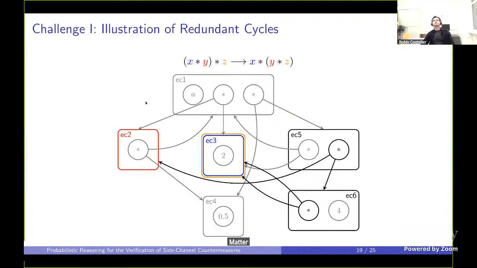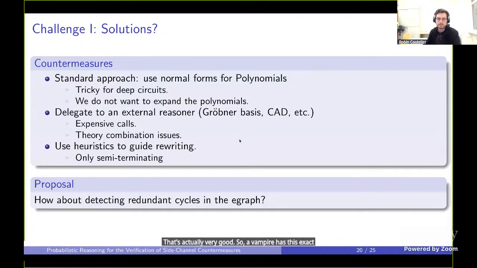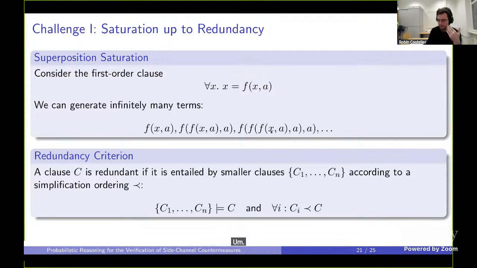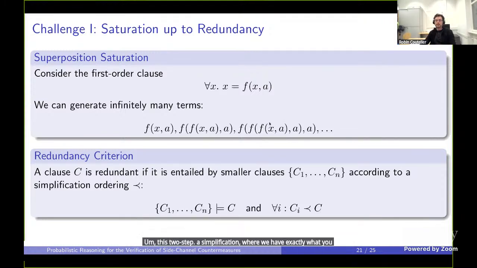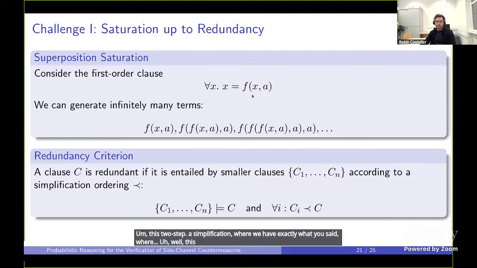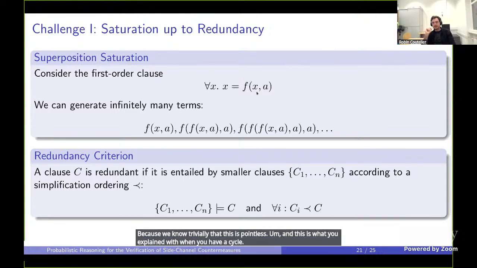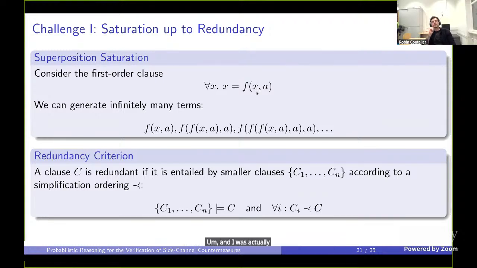Oh, that's actually very good. So Vampire has this exact mechanism. I mean, not this exact mechanism, but this 2-step simplification where, exactly what you said, this rewrite will not happen in the first place because we know trivially that this is pointless. And this is what you explained with when you have a cycle. And I was actually not sure that this is complete still.